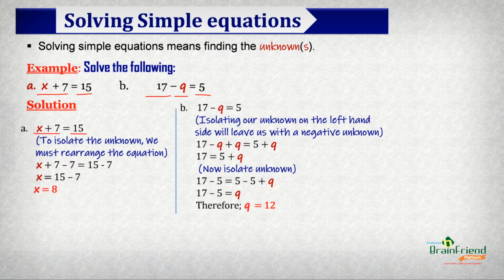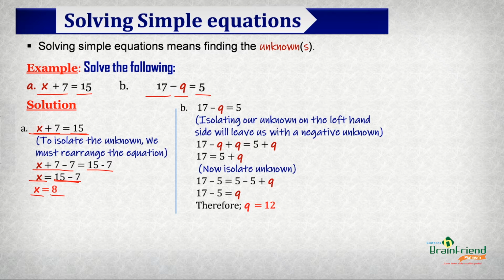Now, to do that for this equation, we have to subtract 7 from both sides of the equation. It is one rule whenever we are solving an equation that whatever we do on the left, we must do the same on the right. Now, we have x plus 7 minus 7 and 15 minus 7. So when we solve that, we'll have x alone on the left-hand side, then 15 minus 7 on the right-hand side. Now, 15 minus 7 gives us 8. So x is equal to 8. So the value of our unknown x in this equation is 8.